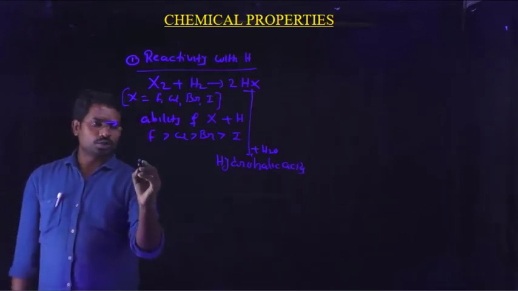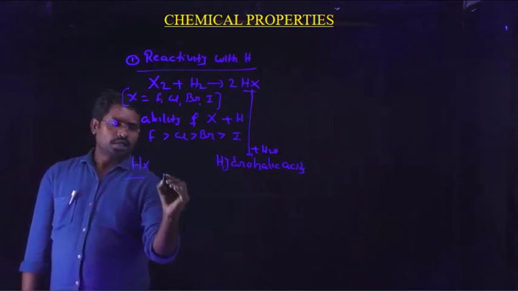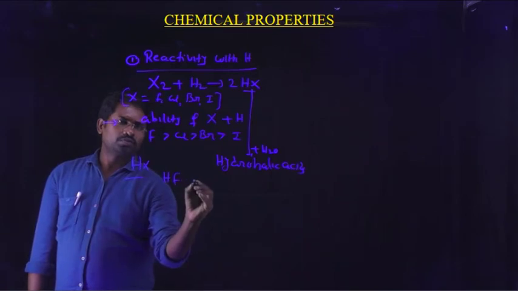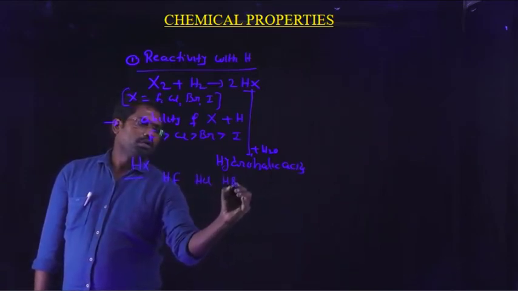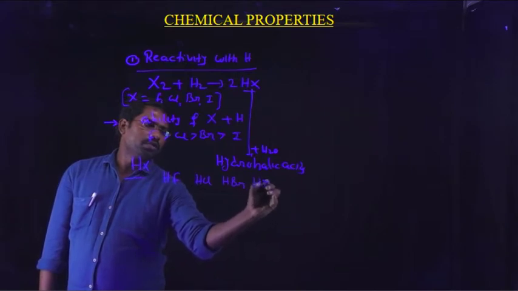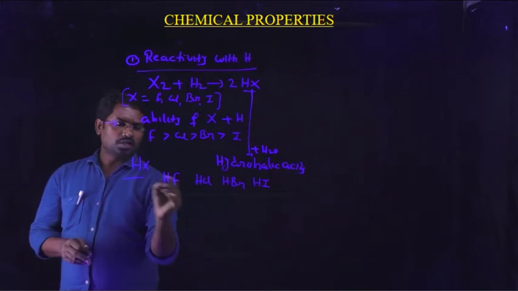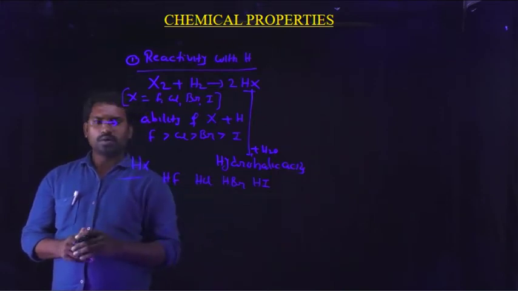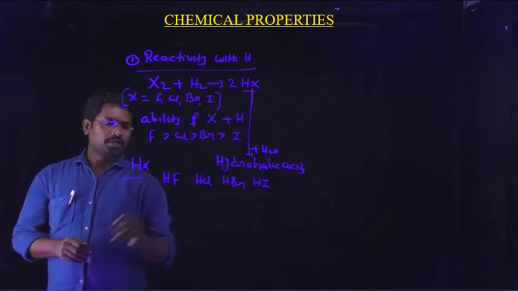These are denoted by the symbol HX, which indicates HF, HCl, HBr and HI. What is the general formula of hydrogen halide? HX. In place of X we can write fluorine, chlorine, bromine and iodine. Look at some important points regarding the hydrogen halides.